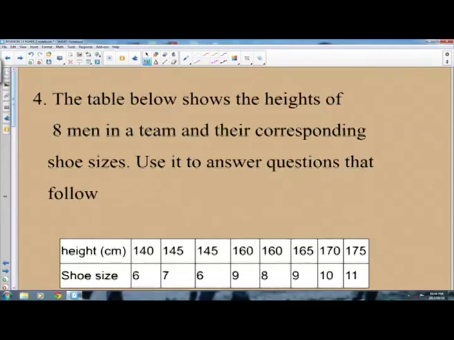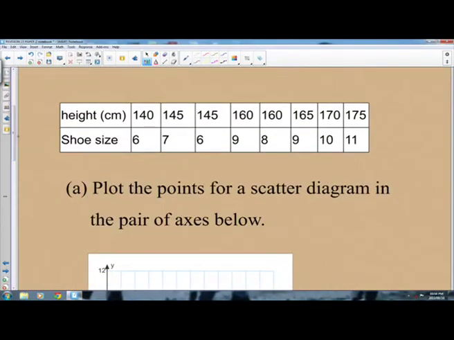So we have a table here. We have been asked to use it. We are told that a man with height 144 centimeters has shoe size 6, 145 centimeters has shoe size 7, and 145 height has shoe size 6. 160 has shoe size 9, and 160 also has shoe size 8. Then there is another man of height 165 with shoe size 9, and 170 with shoe size 10, and the last man with height 175 has shoe size 11.